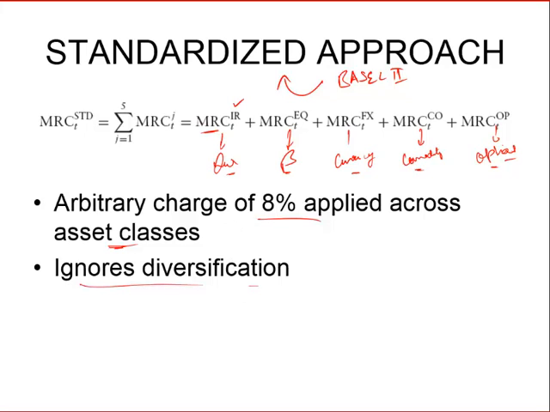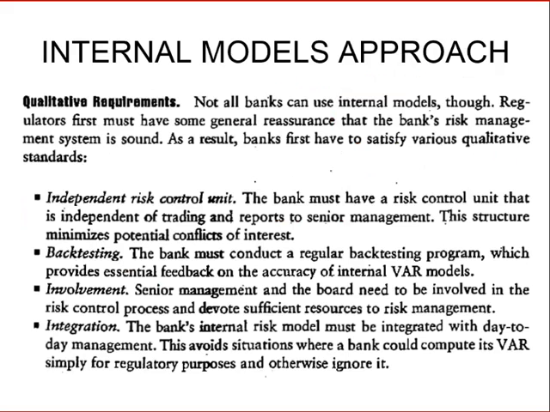Hence it ignores diversification, because interest rate, equities, forex, commodities, and options obviously will not have a perfect correlation. So simply adding these risks is assuming a correlation of 1, or maybe an overestimation of the risk. But that is what you're required to do if you're unable to demonstrate sufficient risk management procedures on your own. So unsophisticated banks will have to use the standardized approach and calculate the market risk charge as depicted.